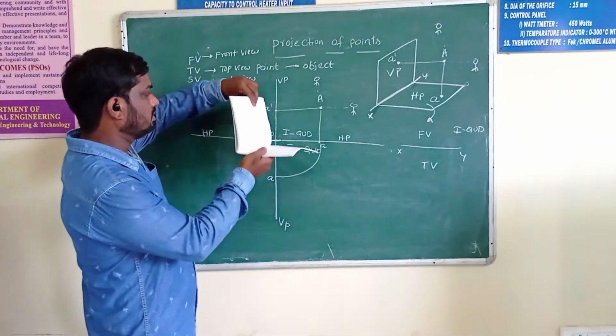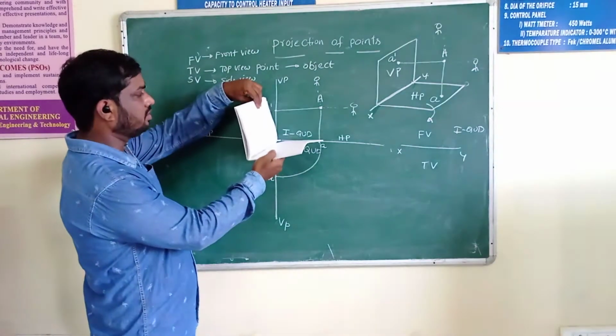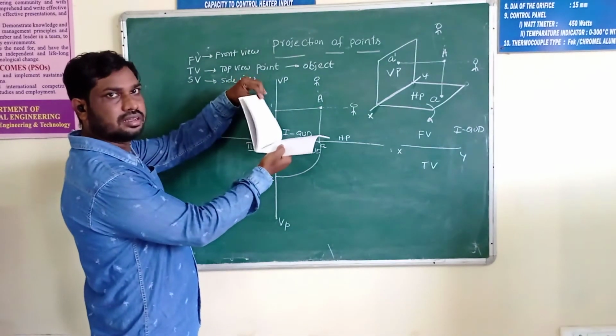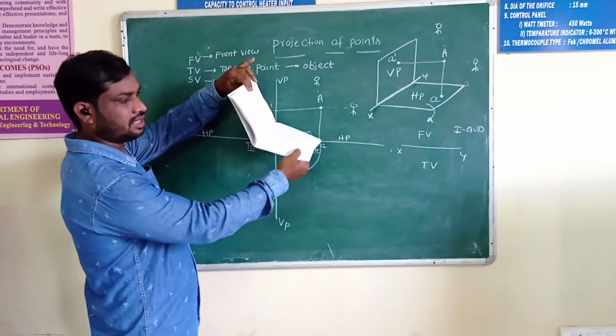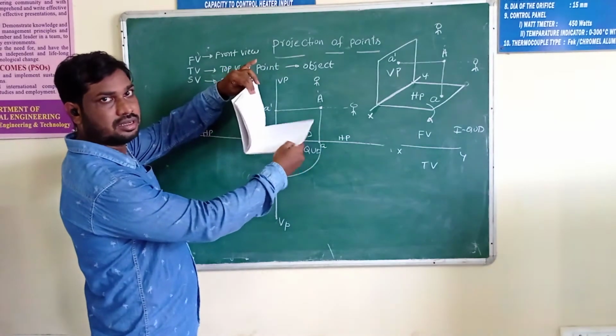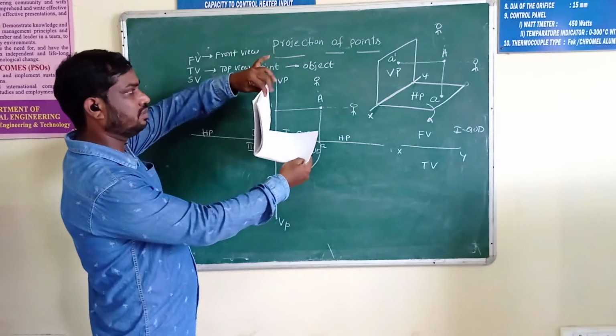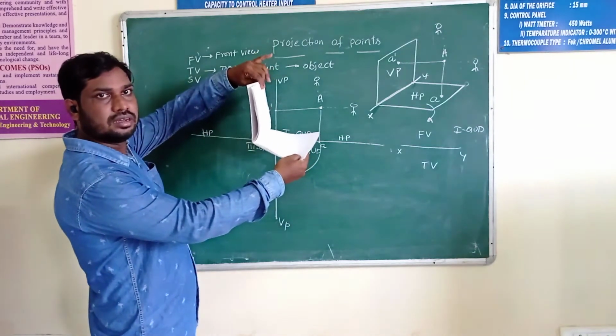Okay. Clearly you can understand that. This is the first quadrant. This is the horizontal plane. This is the vertical plane. So on the right hand side, this one is the horizontal plane. On the left hand side, this one is the vertical plane.